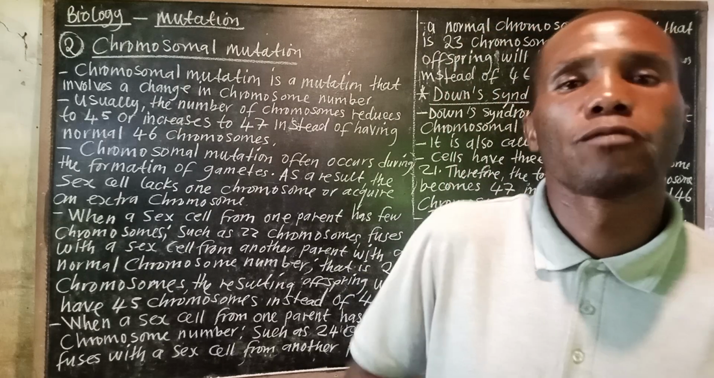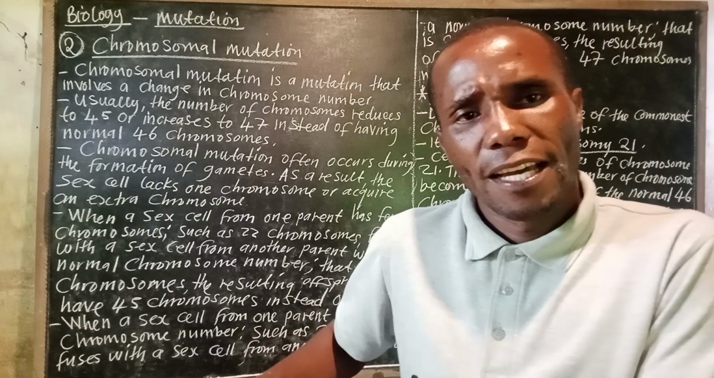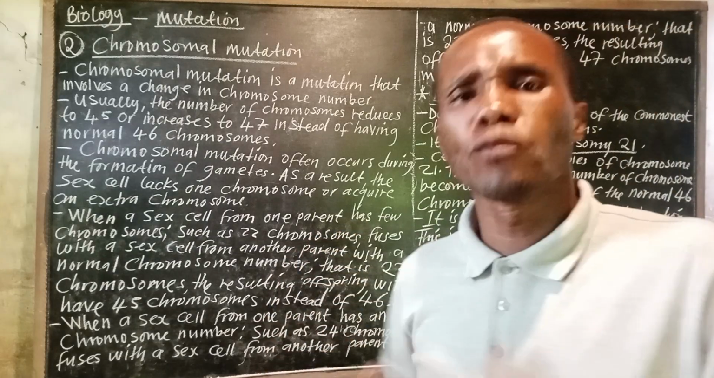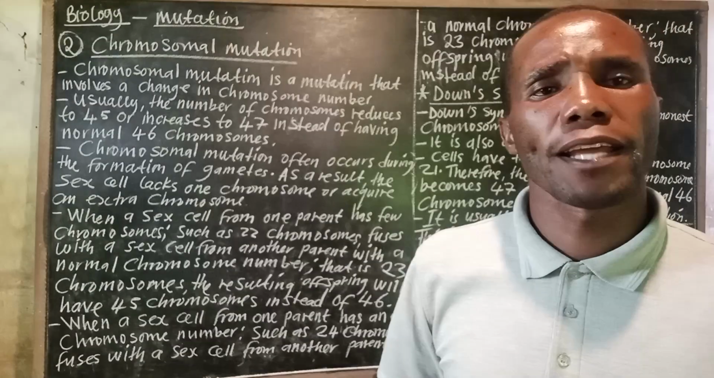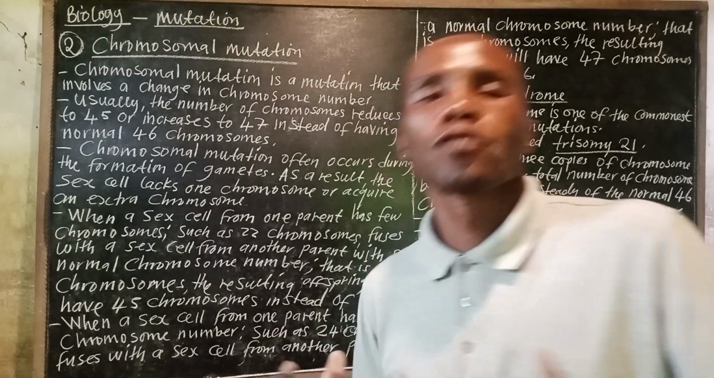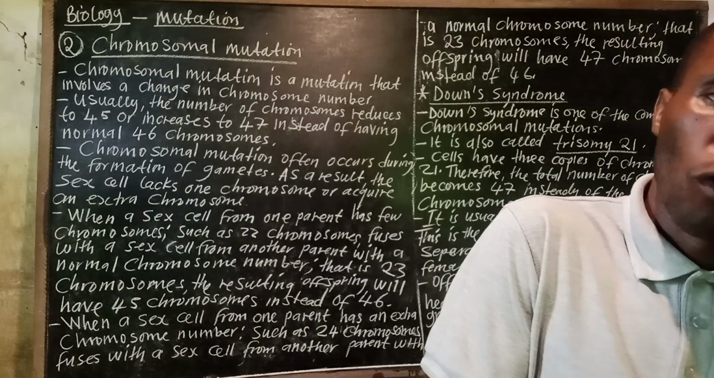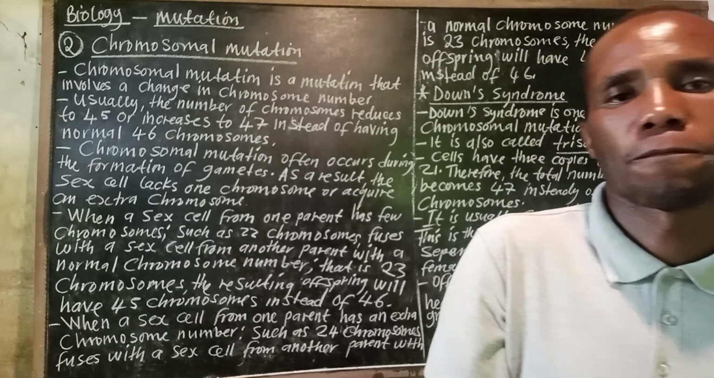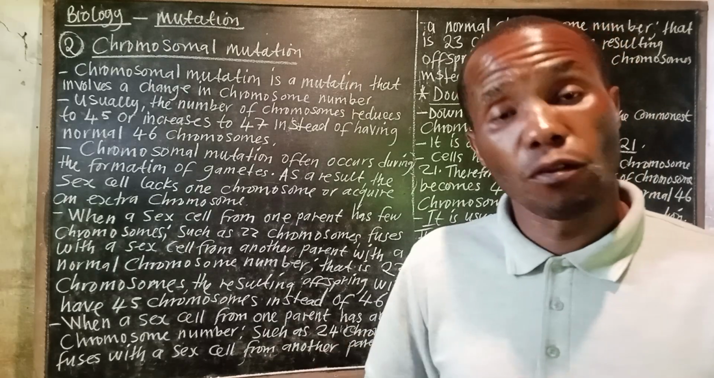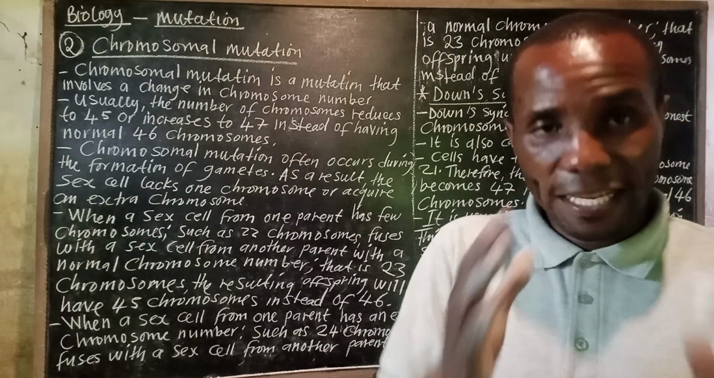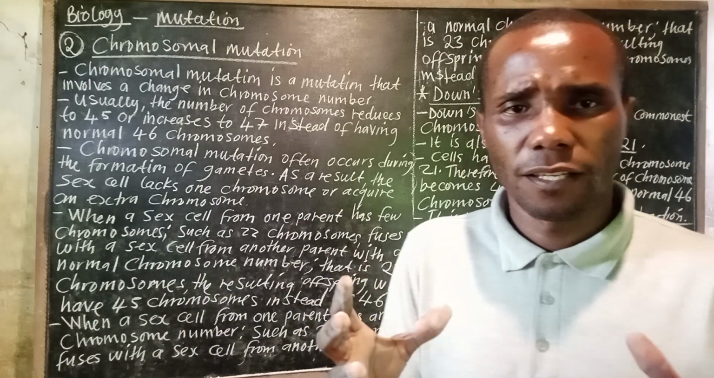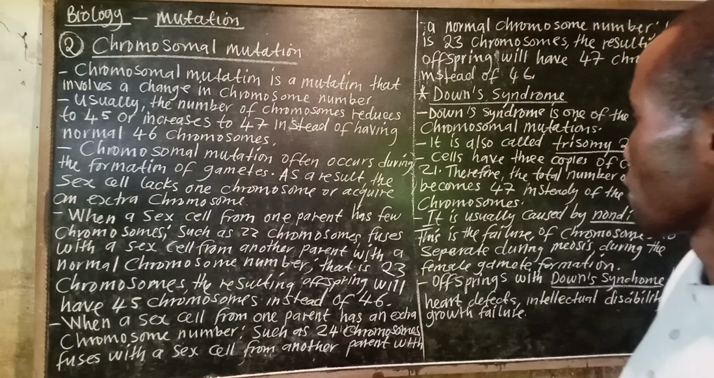The same happens when one parent acquires an extra chromosome. Instead of having 23, which is the normal one, that particular parent has 24. So when that 24 fuses with the 23 chromosomes from the normal parent, the chromosomes will automatically be 47 instead of 46. So that is the permanent change that is occurring in that particular offspring.